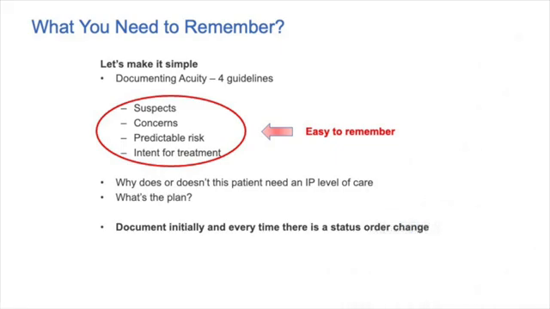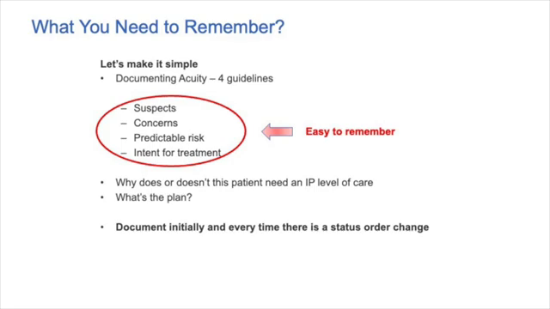When doing physician education for documentation improvement, I used to hear many times, "I don't know how to take what I know clinically as far as patient care is concerned and transition it into a level of care, that being inpatient or observation." So I like to make it simple with 4 guidelines: suspects, concerns, predictable risk, and intent for treatment. They're very easy to remember, and add to that, why does or doesn't this patient need an inpatient level of care? And what's the plan?